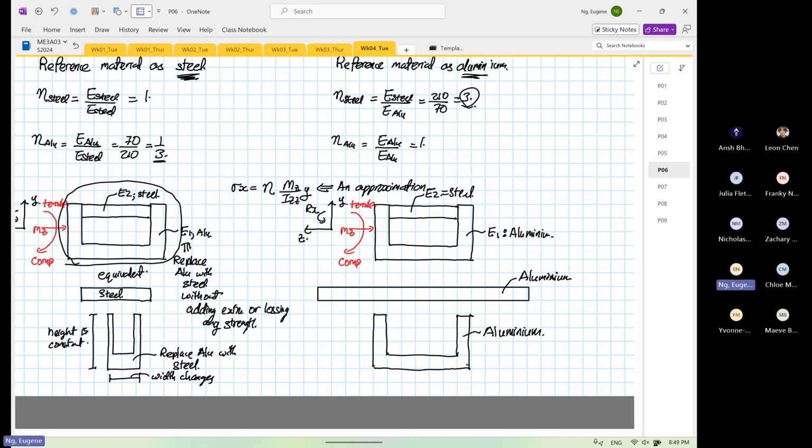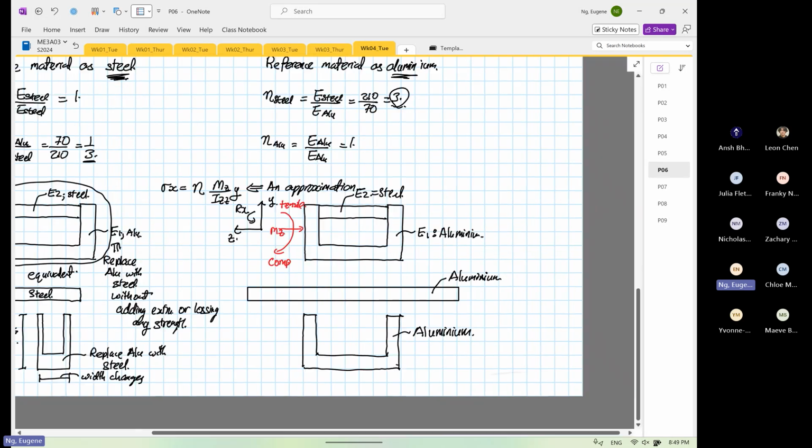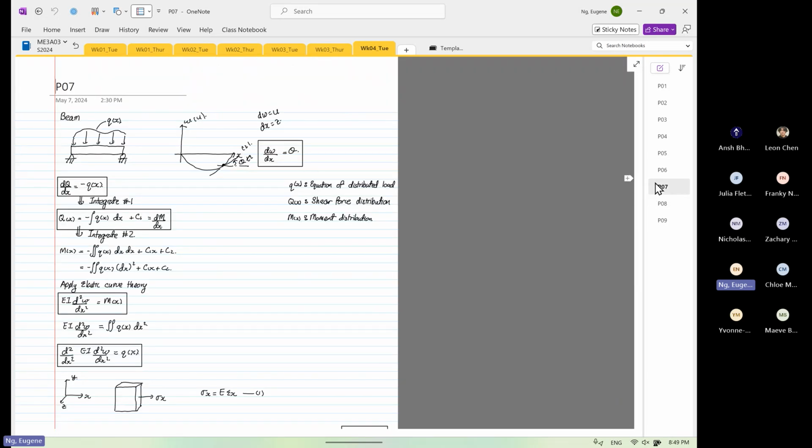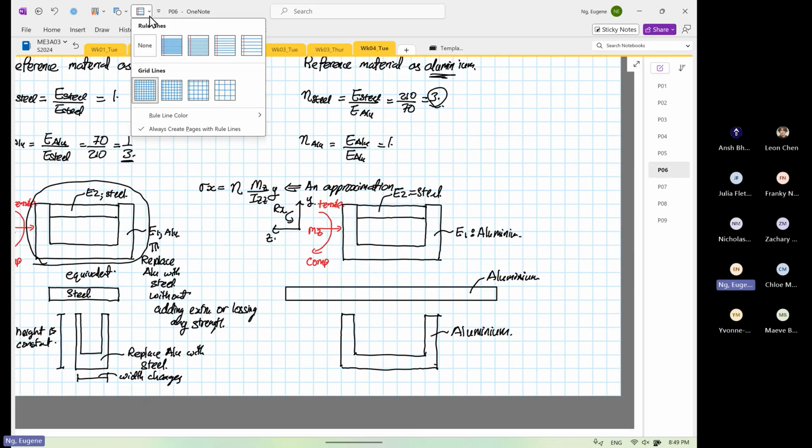Okay. So we have to be very cautious whenever we want to replace material. You have to be very cautious. Always remember, true, you reduce weight, but your geometry gets what? Bigger.